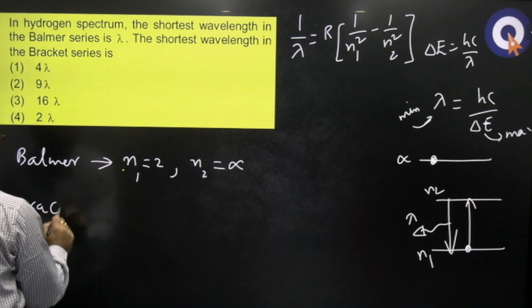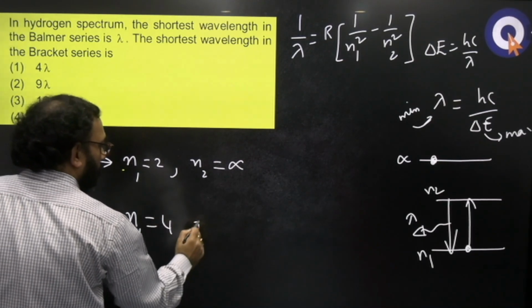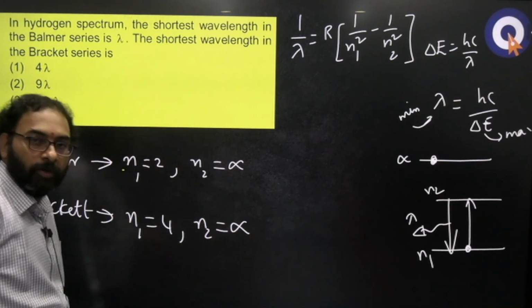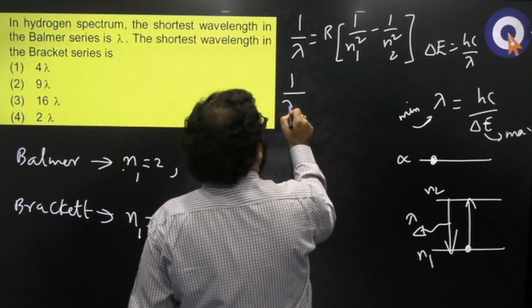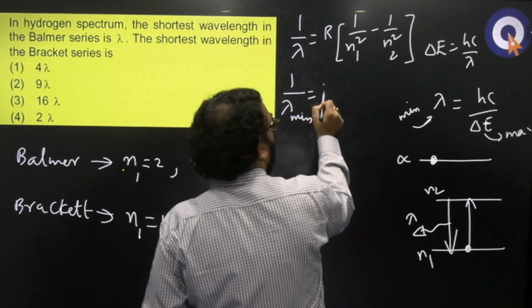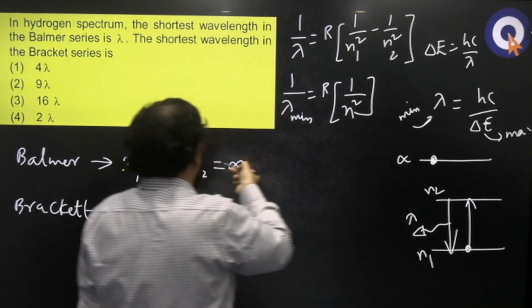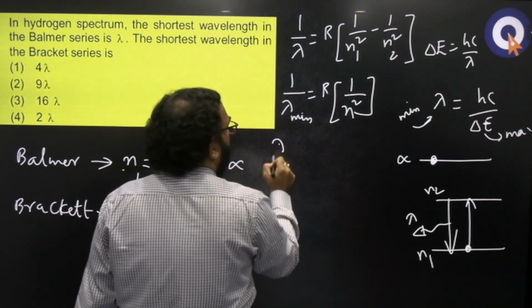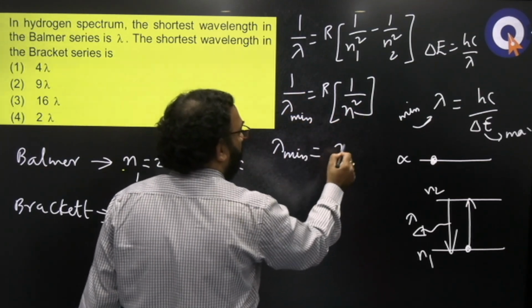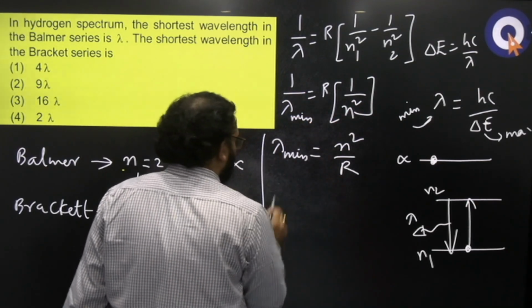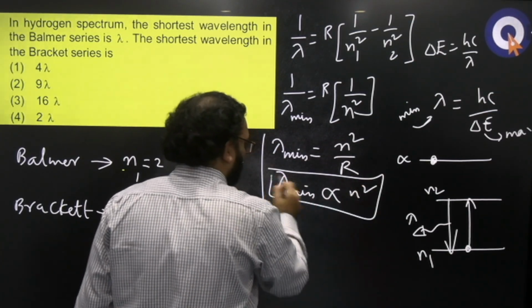And next one is for Brackett series. For Brackett series, similarly, what you can conclude, n1 is 4, n2 is infinity. So now here, clearly 1 by lambda minimum equals R of 1 by n square, as n goes to infinity. So lambda minimum equals n square by R. Means lambda minimum is directly proportional to n square.